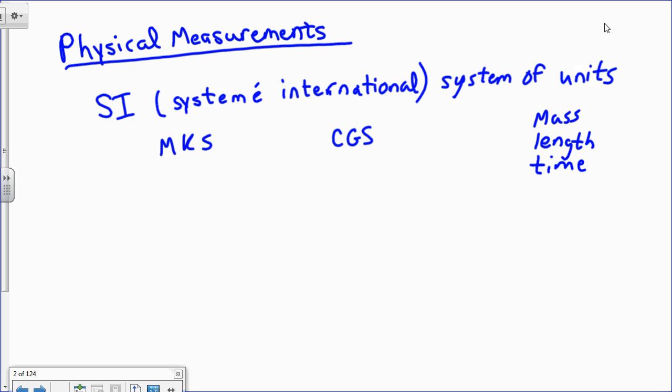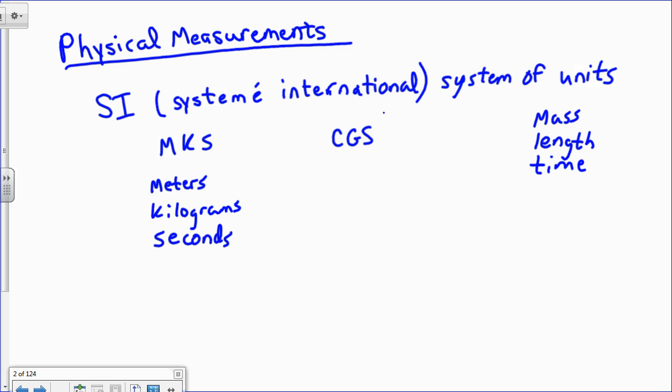Now, the system that we use is the MKS system. That is M for meters, K for kilograms, and S for seconds. You'll need to know what are these three. You'll also need to know what are the standards, which I'll go over in just a bit.